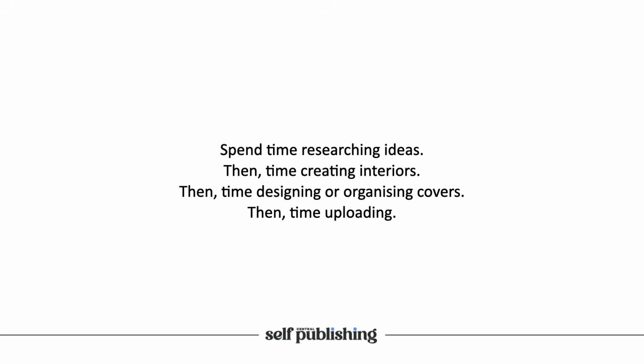Another thing that helps massively with consistency is separating creation from publishing. So instead of creating just one book, publishing it, and then starting again, try batching. Spend time researching ideas, then spend time creating a bunch of interiors, then spend time designing a bunch of covers for those interiors, then spend time uploading all the books you've created. Batching reduces decision fatigue and just makes the whole process feel so much lighter, so much more doable. Mentally, you're not constantly switching between tasks, which is exhausting. You're just moving through the same type of work, but in blocks.